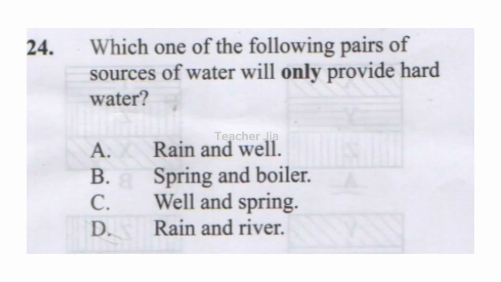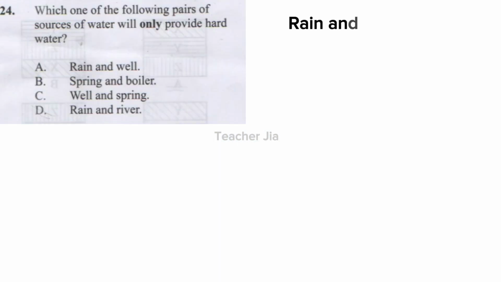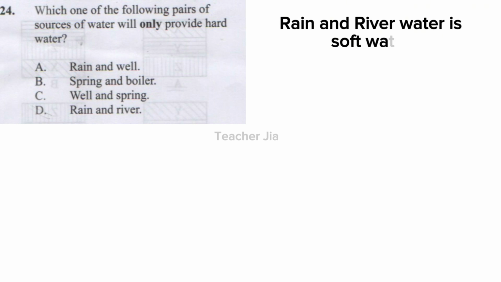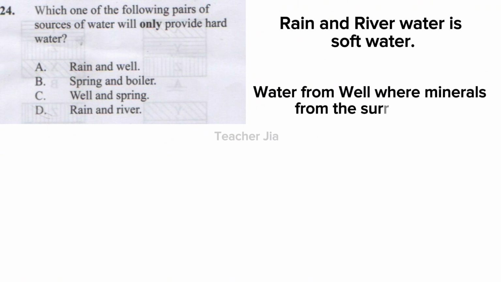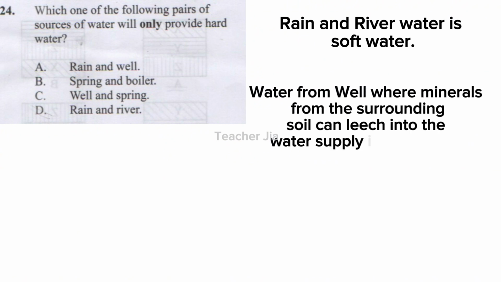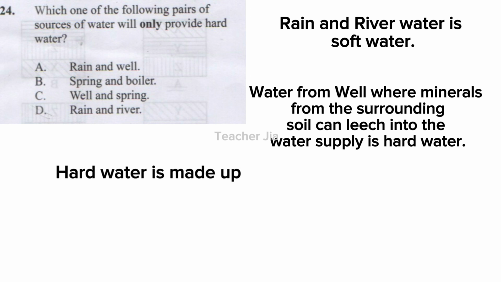Lastly, which one of the following pairs of sources of water will only provide hard water? So let's define that and talk about it. Rain and river water is soft water. They're both soft water. Water from a well, where minerals from the surrounding soil can leach into the water supply, is hard water. Hard water is made up of calcium and magnesium salts.